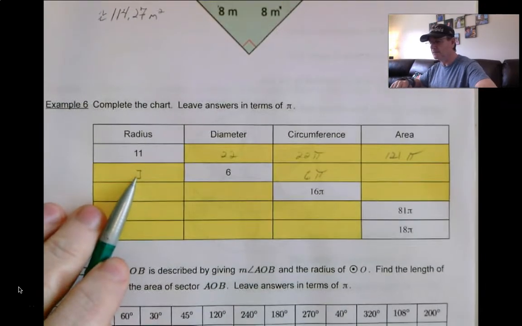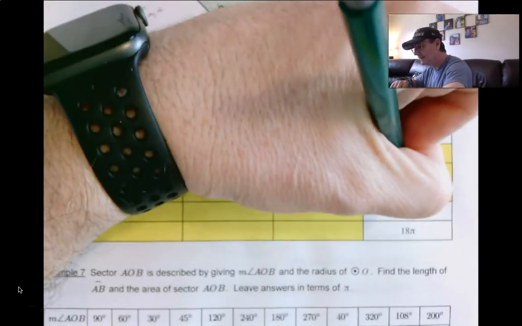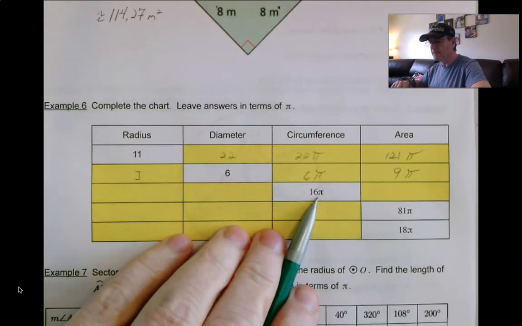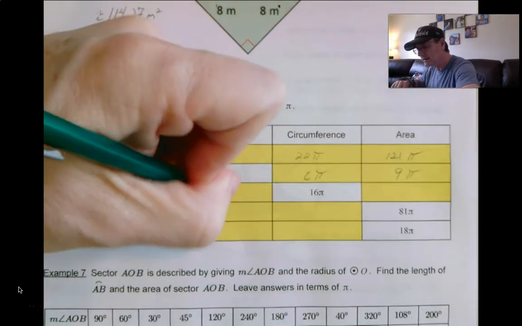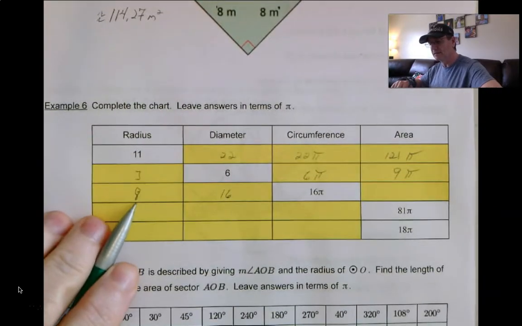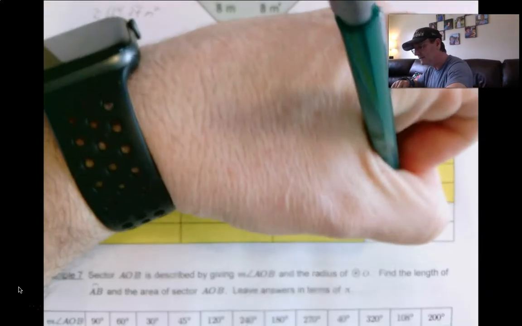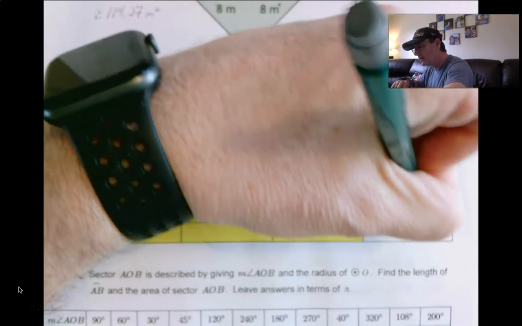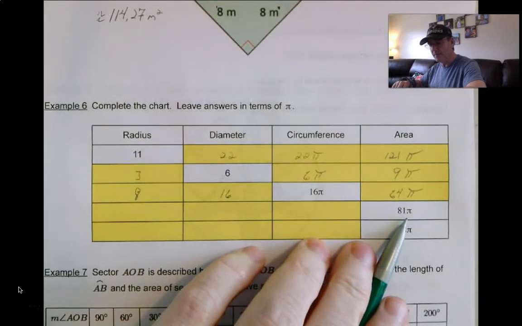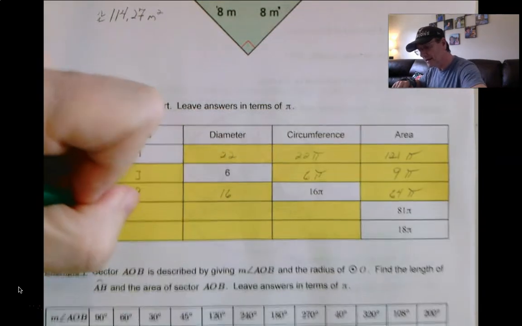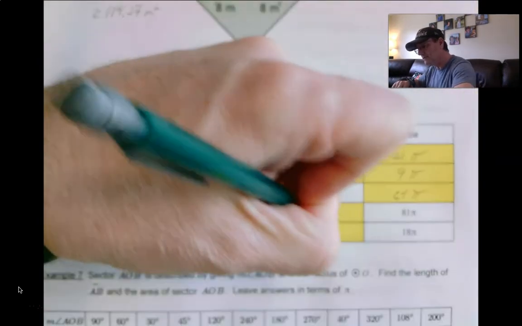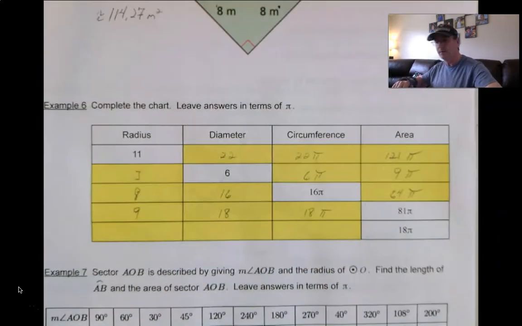If the radius is 3, then the area is 9 pi. If the circumference is 16 pi, then the diameter is 16. The radius is 8. If the radius is 8, then the area is 64 pi. If the area is 81 pi, then the radius is 9. Diameter is 18, and the circumference is 18 pi.